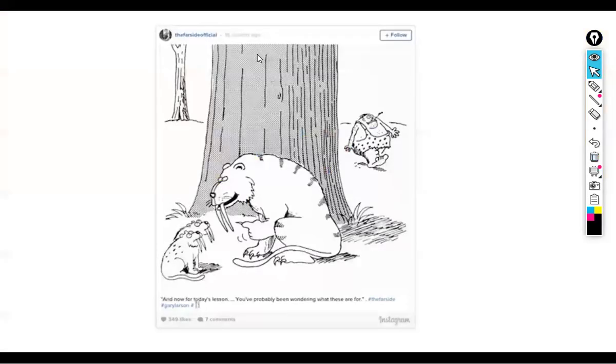You can sort of see it in the picture here. So the saber-toothed tiger telling the two little saber-toothed cubs, and now for today's lesson, you've probably been wondering what these are for, meaning the saber teeth, right? And here's an unsuspecting human walking behind, aka a meal, right? So what's the other family type we have?